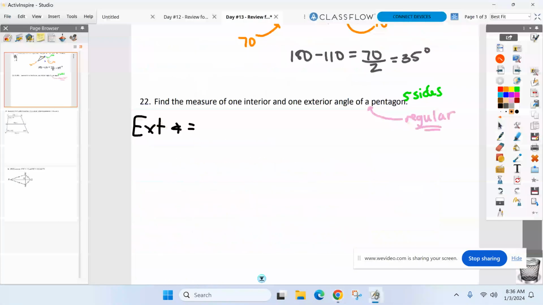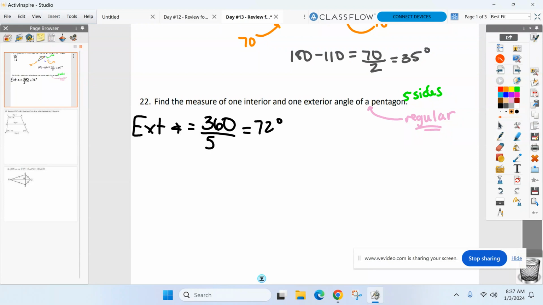Micaiah, going back to you. I know there's five of them, but I do know they all add up to what? Darn right. So that's why I'm starting with the exterior. I know all five add up to 360, and they're all the same because they're regular. So I'm going to divide that by 5. So everyone does the calculation. That exterior, 72 degrees.